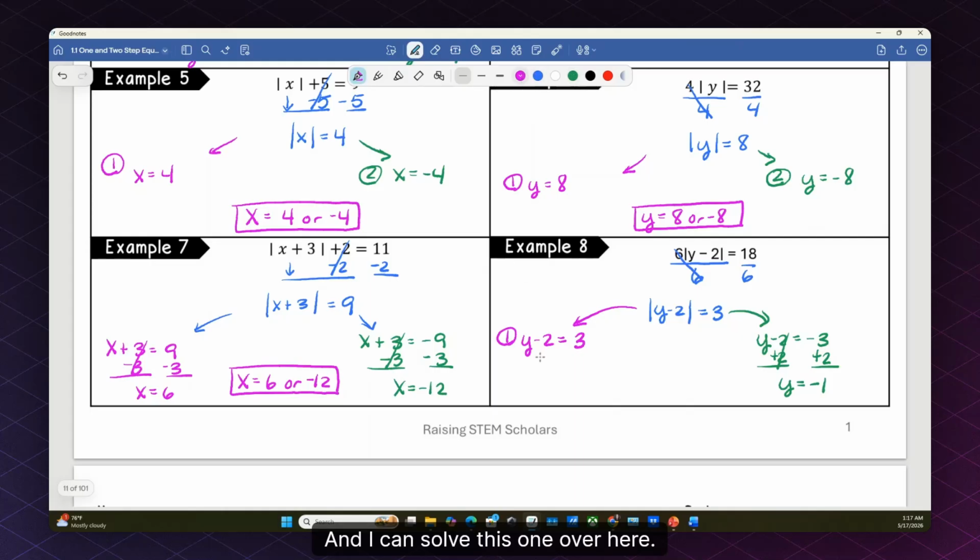And I can solve this one over here. I'm going to add 2 and add 2, and I get y equals 5.